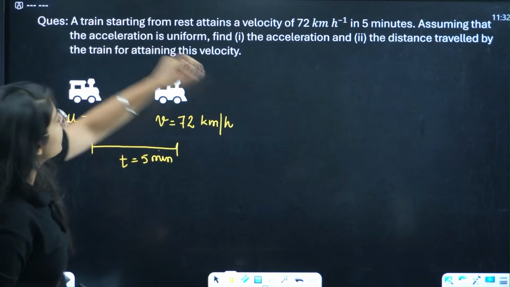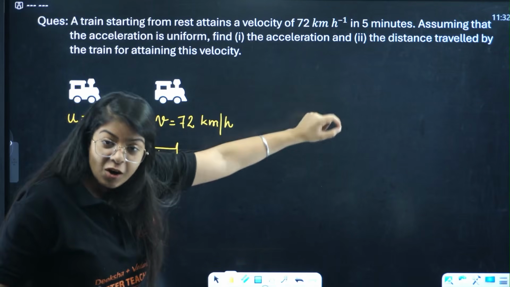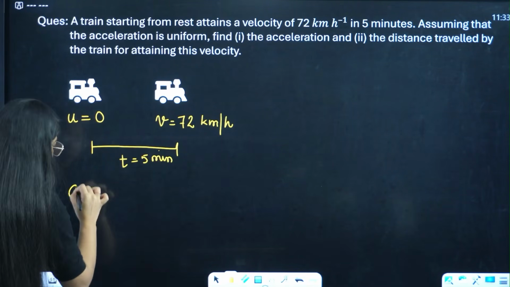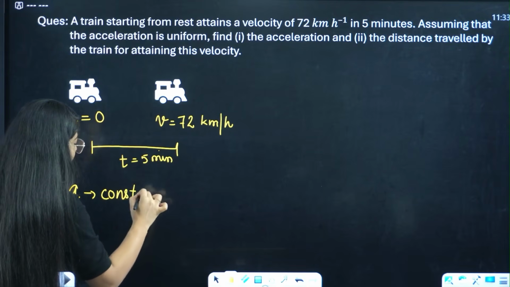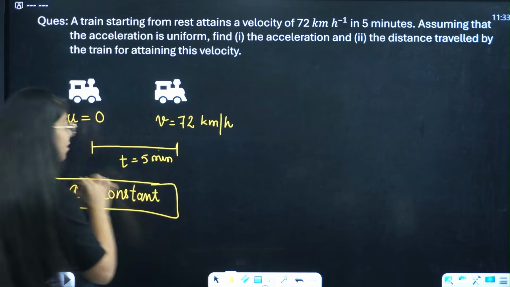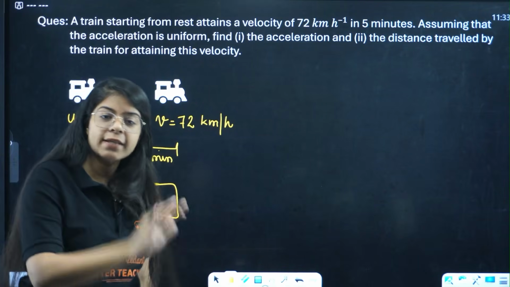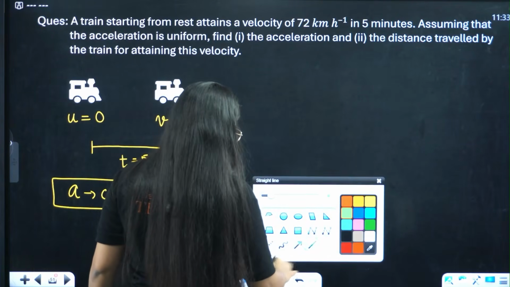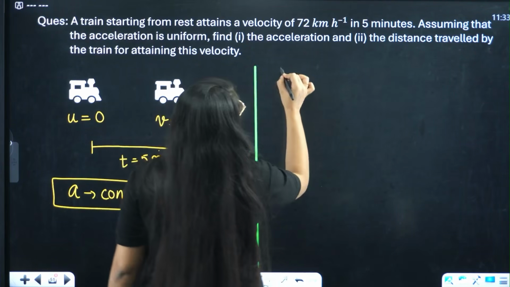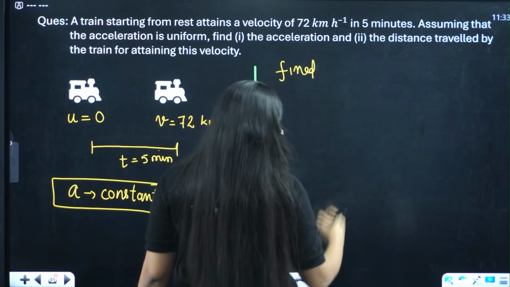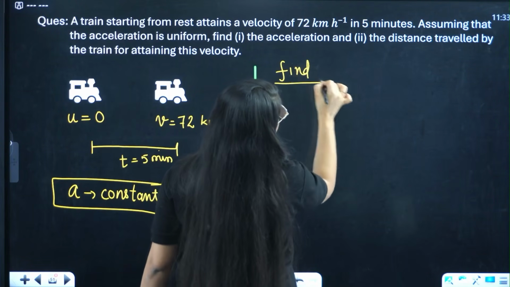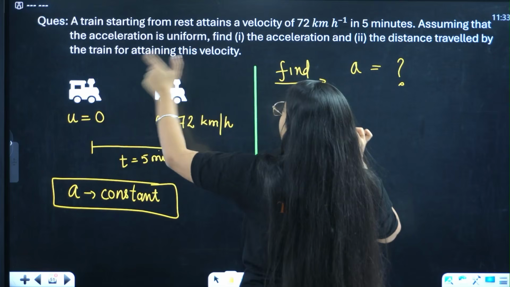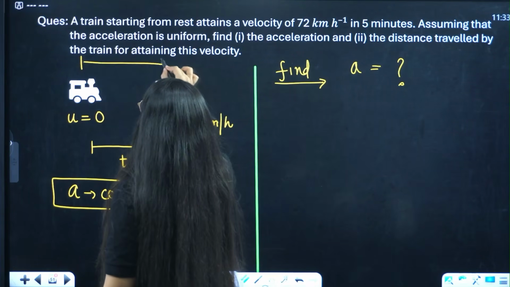Understood? Next, assuming that the acceleration is uniform, they have given that acceleration is uniform, which means acceleration is constant. Every time they give you an equation of motion question, they will mention that acceleration is uniform or constant. Done? Next, find. What do we have to find here? We have to find the acceleration, and the distance traveled by the train for attaining this velocity. This distance, let's call it S.